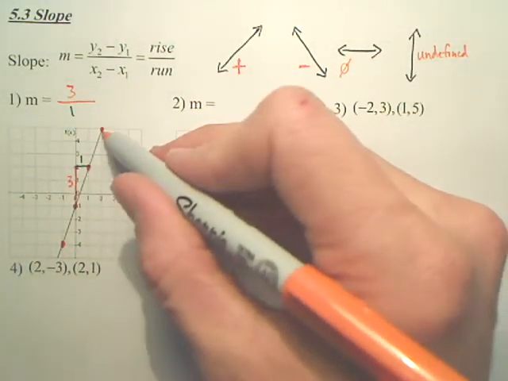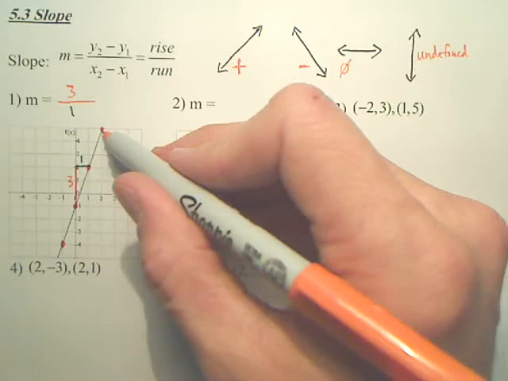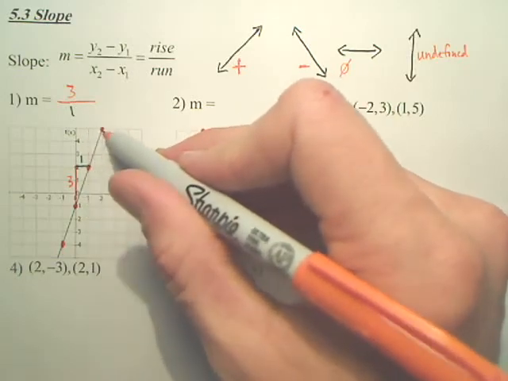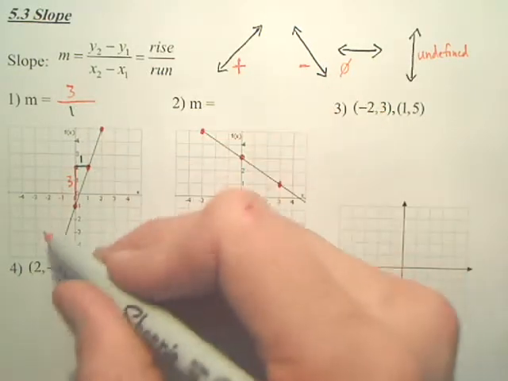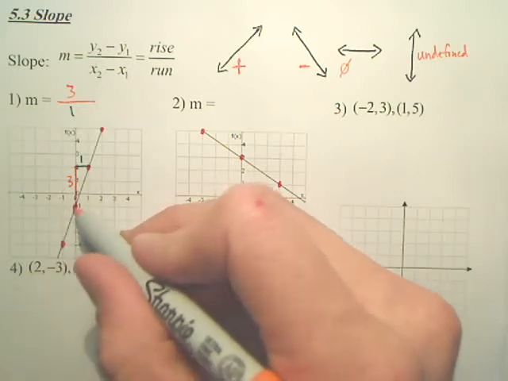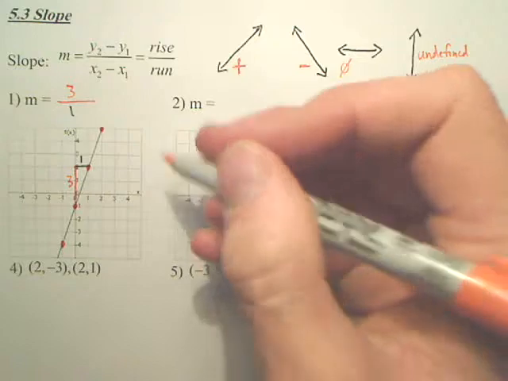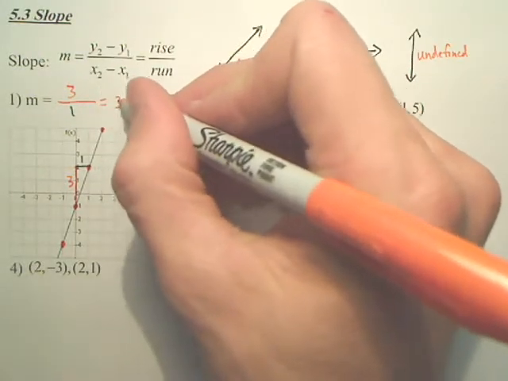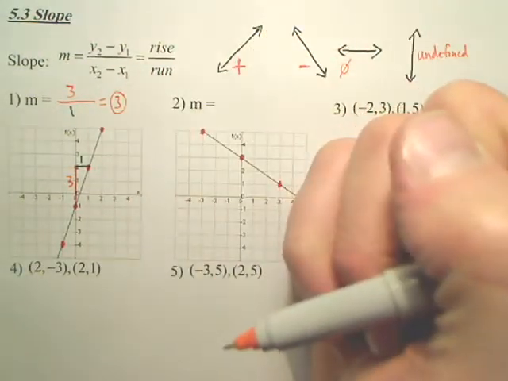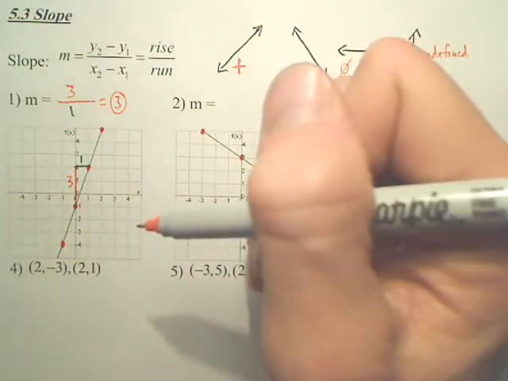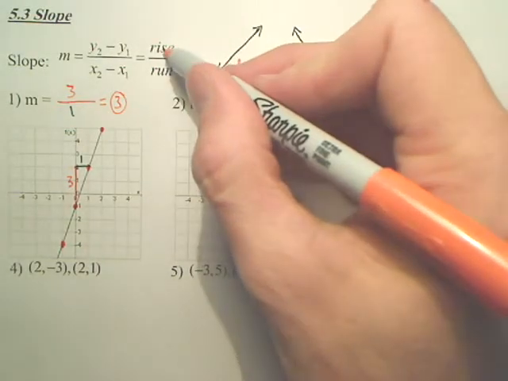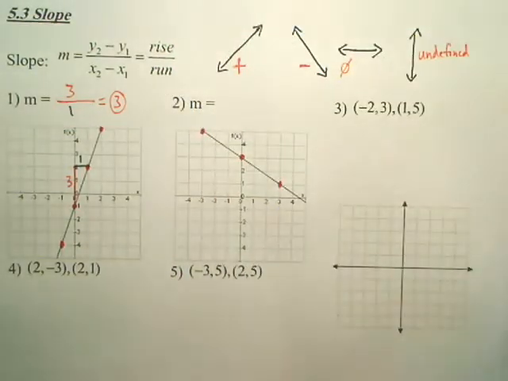To get from this point to this point, do I keep that same slope? Am I still going up 3 and over 1? To get from this point to this point, do I go up 3 over 1? For the whole graph, I'm going up 3 over 1. Can I reduce that simply to 3? 3 and 3 over 1 are the same thing. The top number tells you how much you rise. The bottom number tells you how much you run.